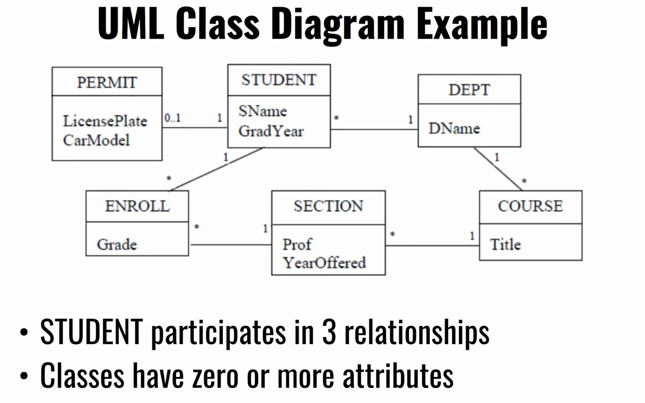So here's the class diagram representation of the tables that we introduced in the previous section. Here are the students, the departments, the sections, the courses, the enrollments. One thing that you don't see here are the primary keys and foreign keys. See that? They're not in here. You don't see any SID or DID or any of that. Those are actually implied, or captured instead, by these lines.